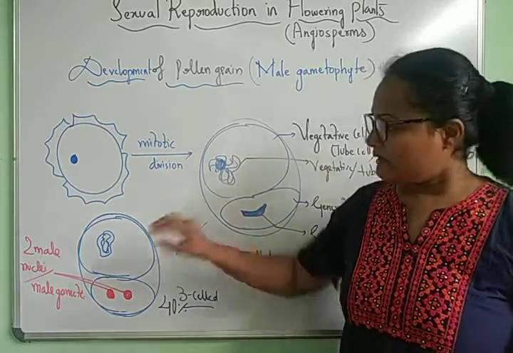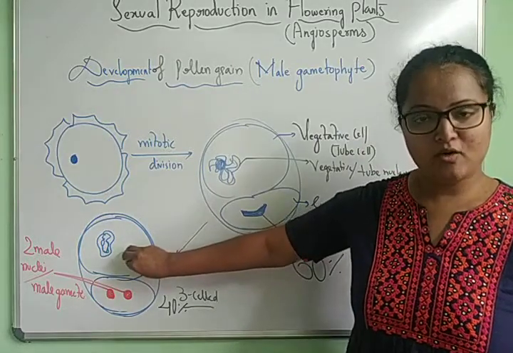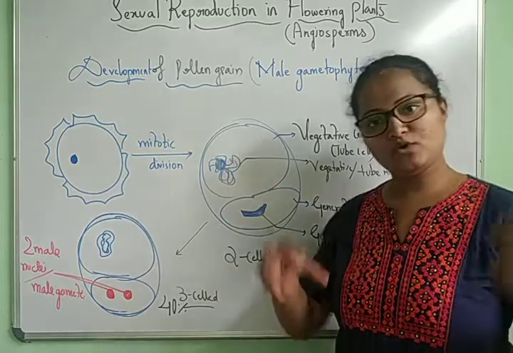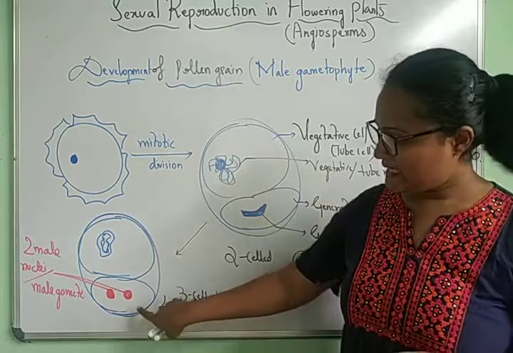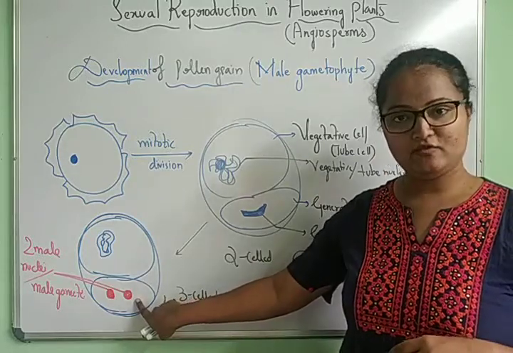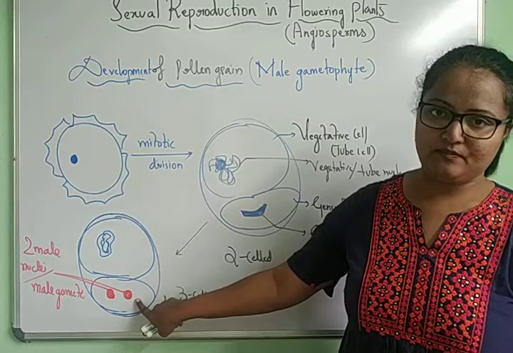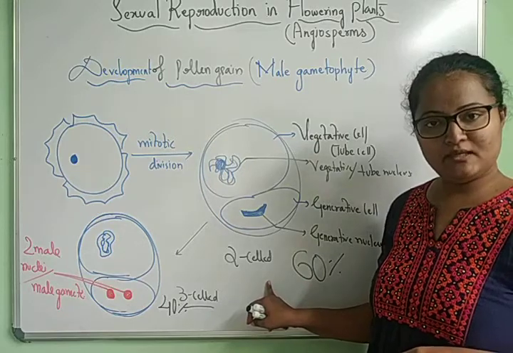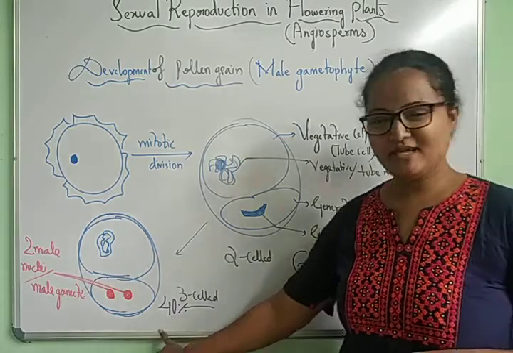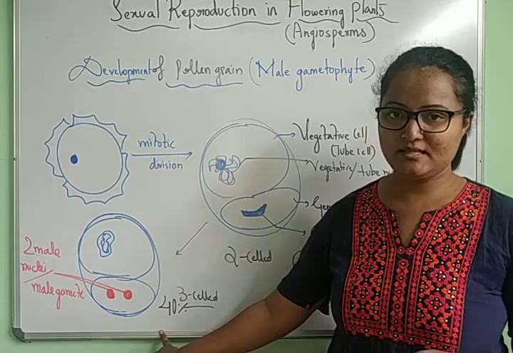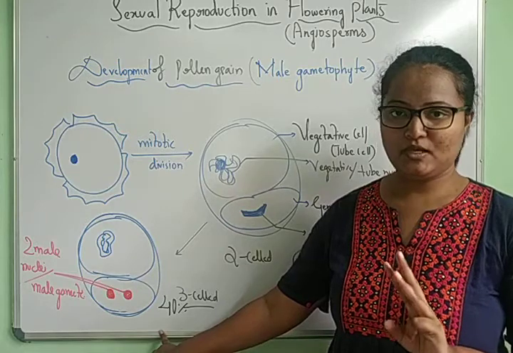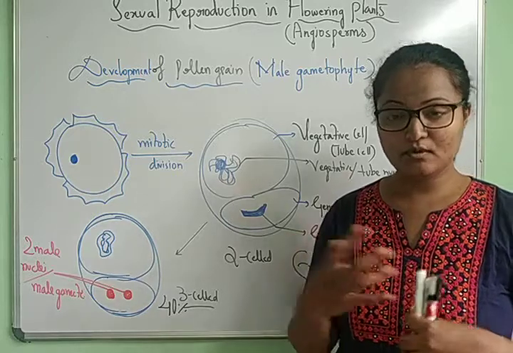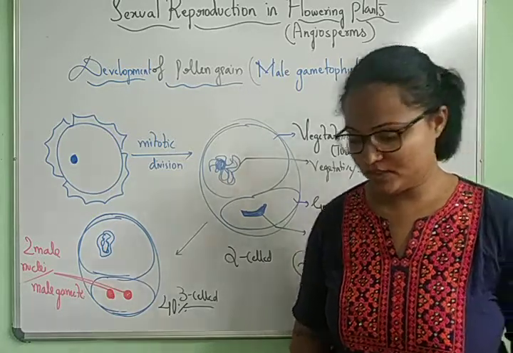So what happens? The vegetative cell, or tube cell, helps to form a pollen tube, and that pollen tube carries these two male nuclei for the fertilization process. Okay, 60% of angiosperms disperse the pollen grains at the two-celled stage. The remaining 40% disperse the pollen grains at the three-celled stage. So this is the development, or maturation, or microsporogenesis.